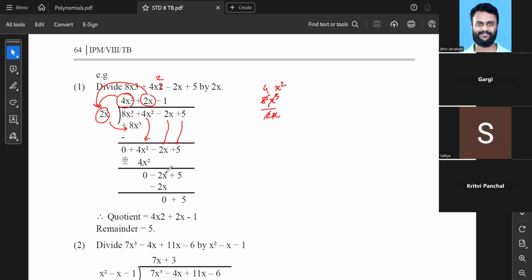Then, now you divide minus 2x with 2x, you'll get minus 1. Then you multiply minus 1 with 2x. You write it over here, that is minus 2x. Bring down whatever is left. Finally, your remainder is what? 5. Any doubt so far? Great.